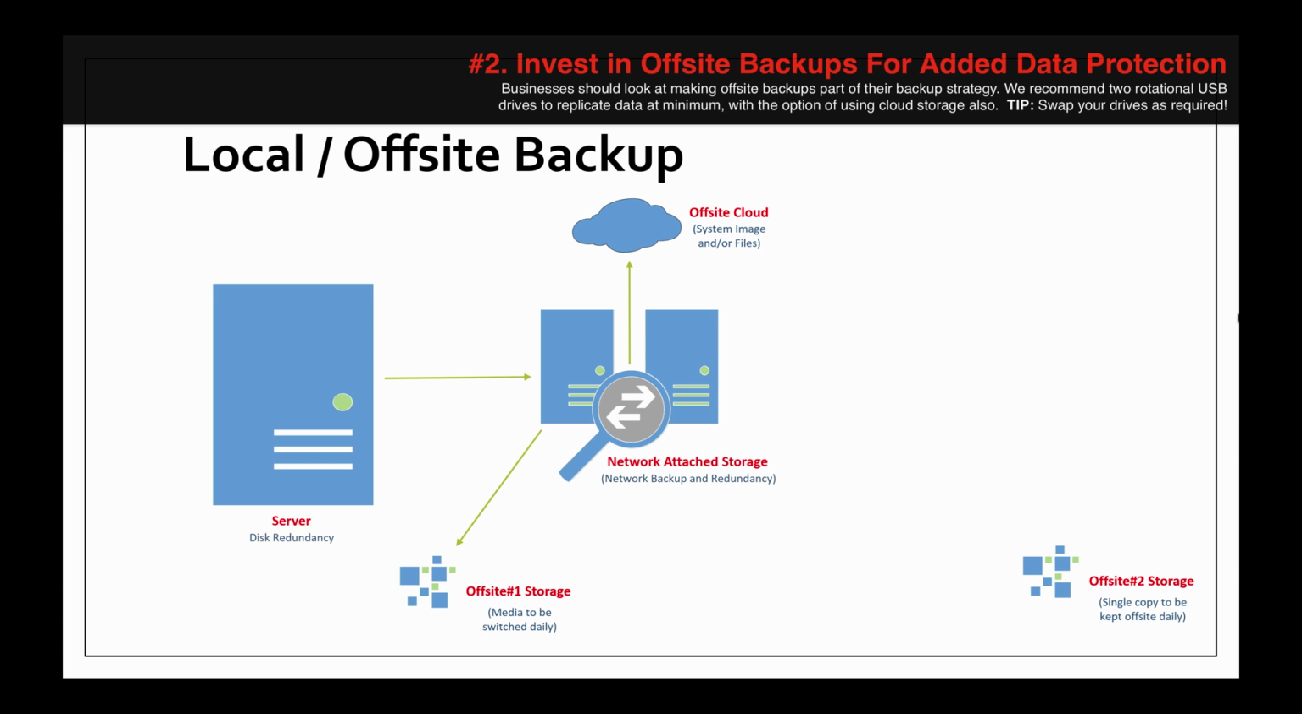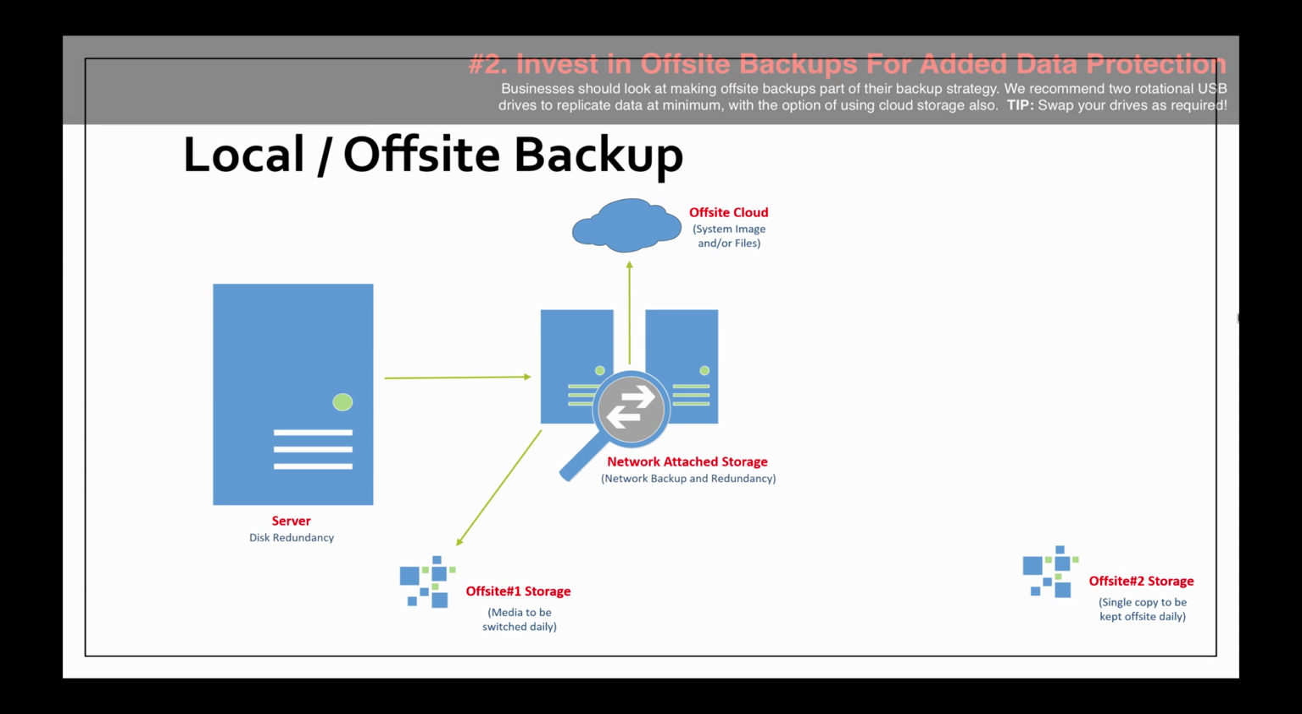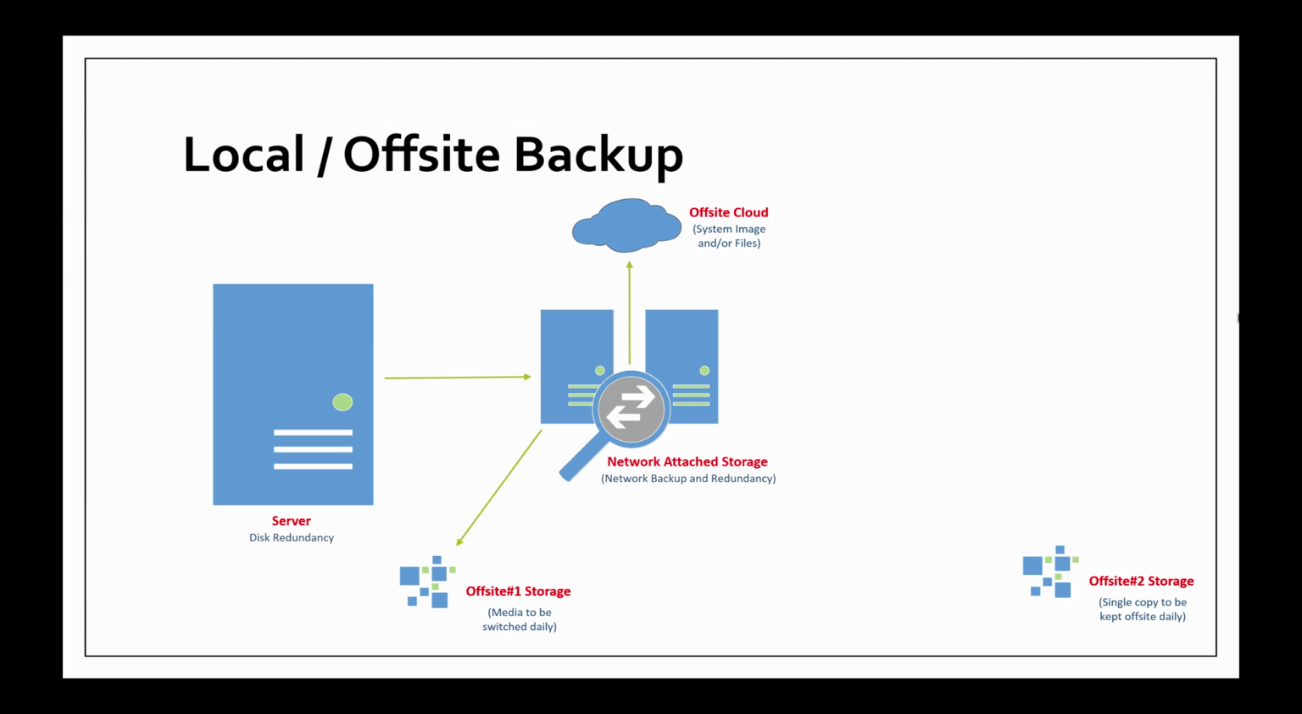Now if we add cloud storage to the mix, it will ensure that we have an additional data set stored in a remote data center. Should ransomware hit the server and travel across the network, encrypting our NAS and offsite number 1, we can still rely on offsite number 2 and/or cloud storage to perform a restore, eliminating the need to pay the ransom.